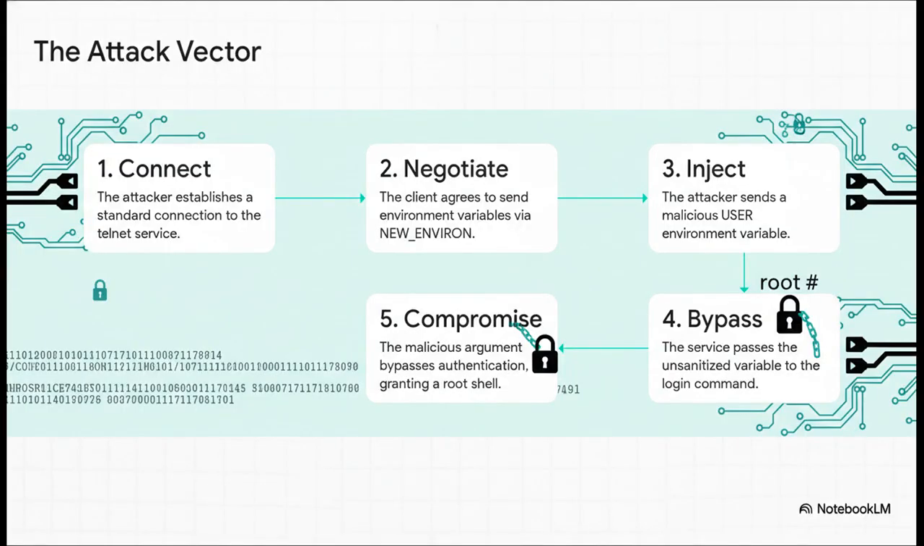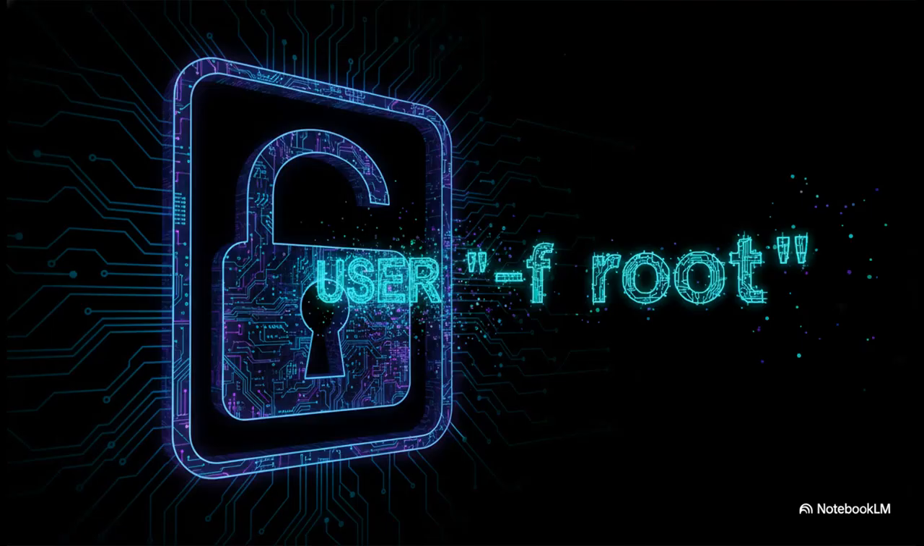Now, the attack itself is just beautifully simple. You connect to the Telnet service, you tell it, hey, I want to send some environment variables. Then you send a specially crafted username. The service doesn't check it, doesn't sanitize it, it just hands it straight to the login program. And that's it. Game over. You're in. And this, right here, this is it. This is the entire key to the kingdom. A single environment variable, USER, gets set to -f root. That -f flag tells the login program, hey, don't bother asking for a password, and root tells it which user to become. It's just that simple.